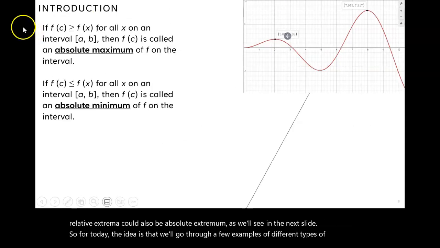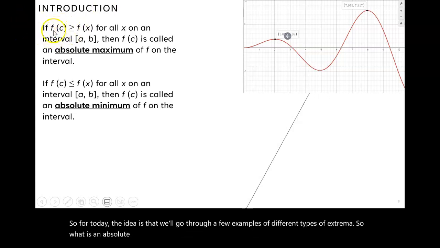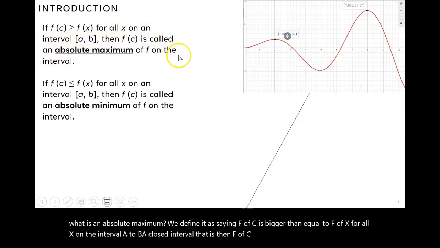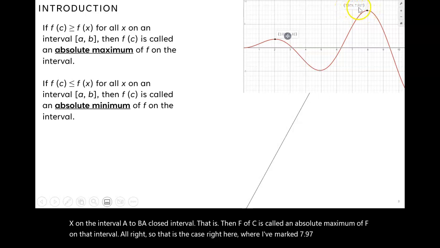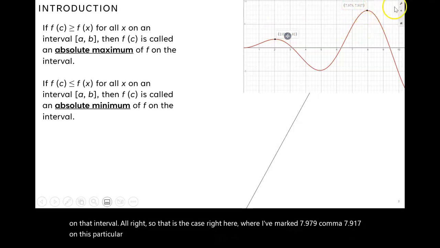So what is an absolute maximum? We define it as saying f of c is bigger than or equal to f of x for all x on an interval a to b, a closed interval that is, then f of c is called an absolute maximum of f on that interval. All right, so that is the case right here where I've marked 7.979, 7.917 on this particular graph. It's a value that's higher than every other value on the interval that we're given.